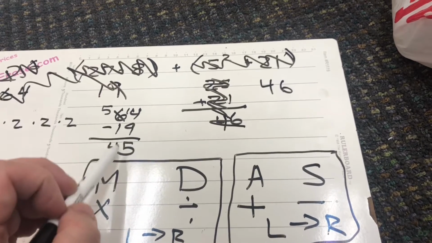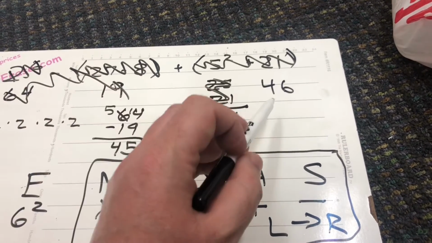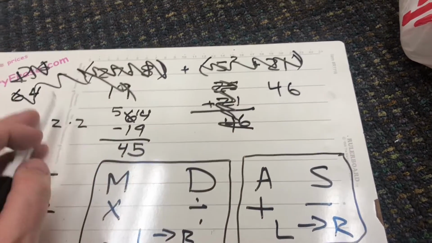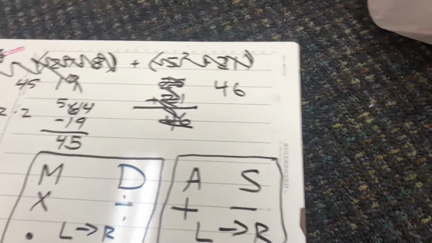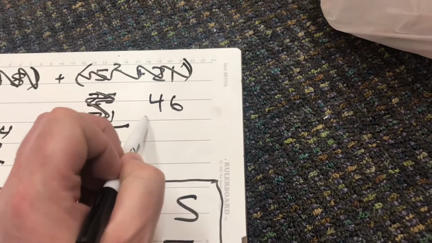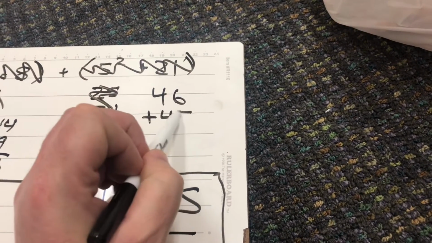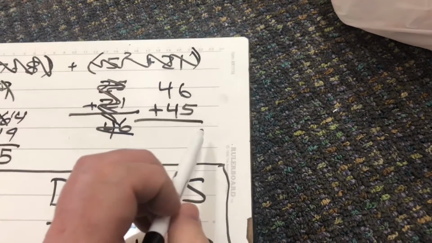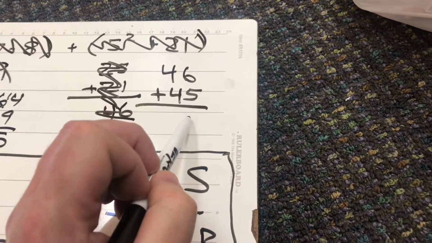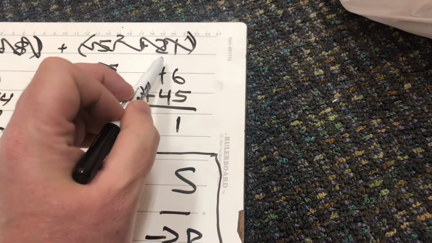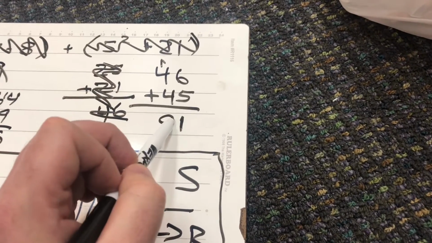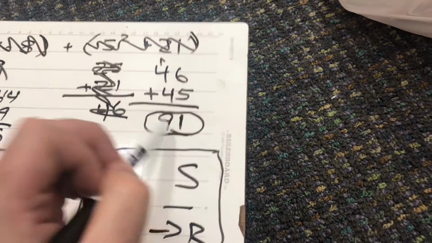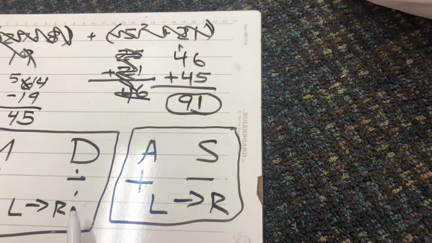Well, that leaves me now with 45 plus 46, because this became 45. So I'm just going to come over here, because it doesn't matter if I put the 46 first. We know that we can flip numbers in an addition problem. 6 plus 5 is 11. Put the 1 down, carry the 1. 1 plus 4 is 5, plus 4 is 9. 91 is my final answer.